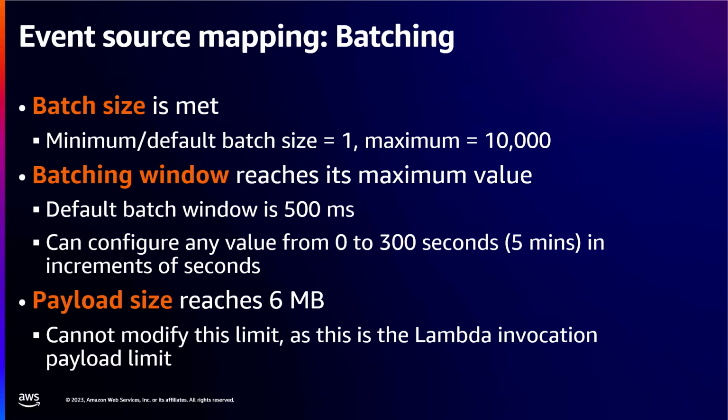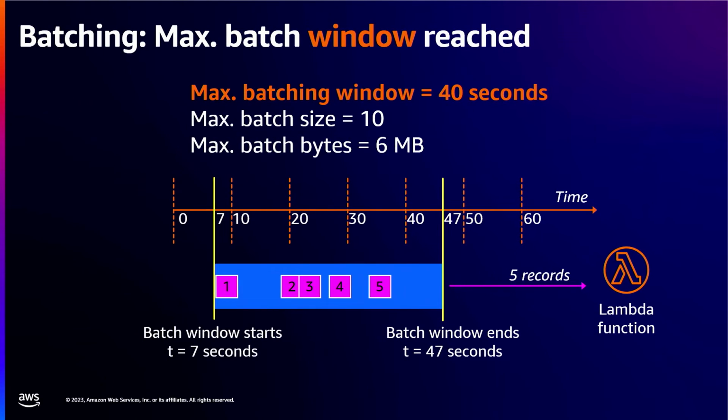The Lambda payload size is a maximum of 6 meg, so you can't send more than 6 meg to a Lambda function. So let's see how this works in practice with all three of the batching options.